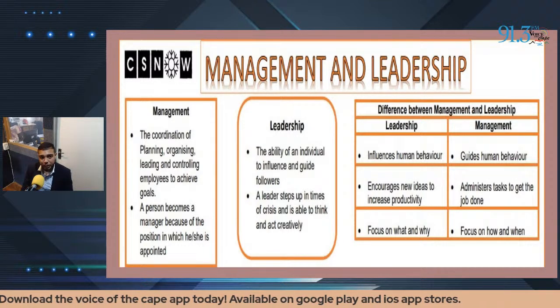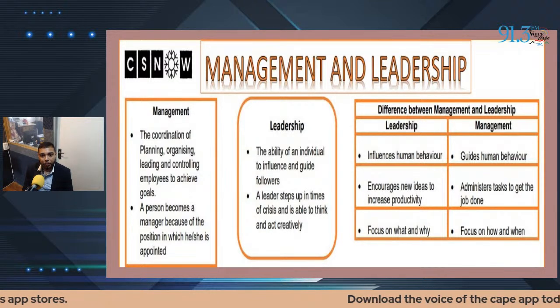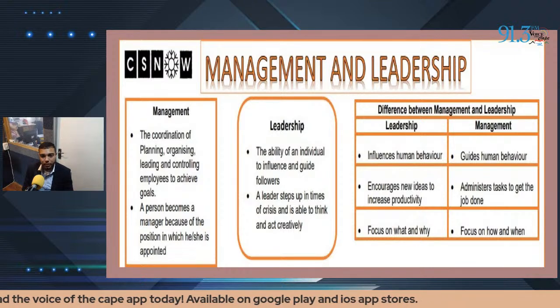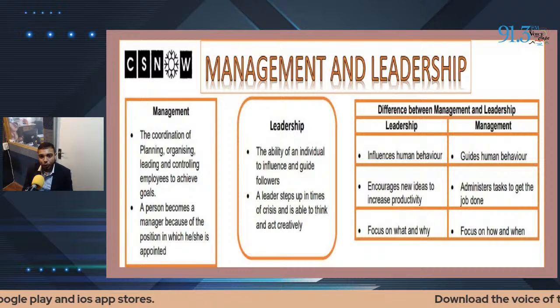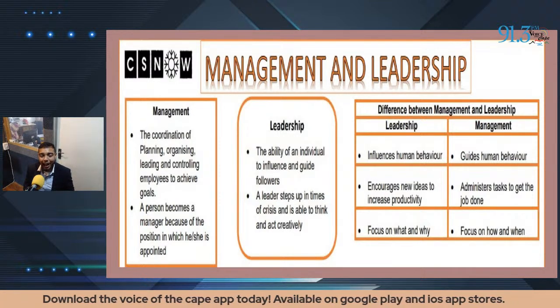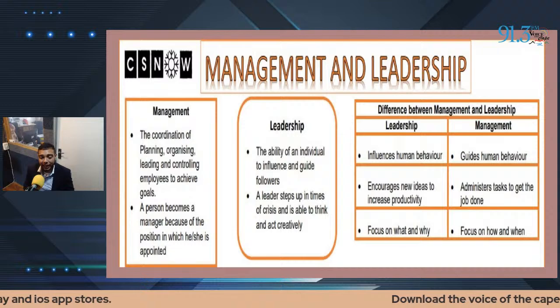So, the difference between leadership and management: leadership influences human behavior, management guides human behavior. Leadership encourages new ideas to increase productivity. Management administers tasks to get the job done. Leadership focuses on the what and why, and management focuses on how and when. So, as a leader or a CEO of a business, you focus on what and why: what should be done and why it should be done. As a manager, you follow that instruction and then you focus on how it should be done and when it should be done.